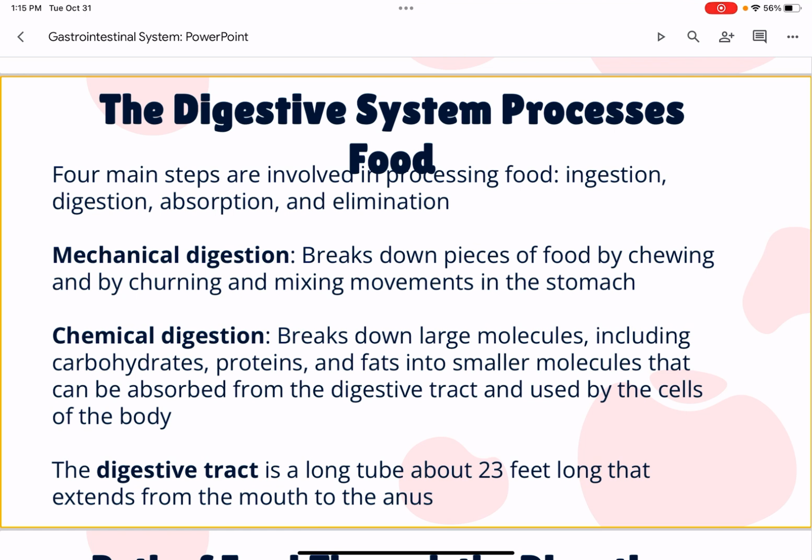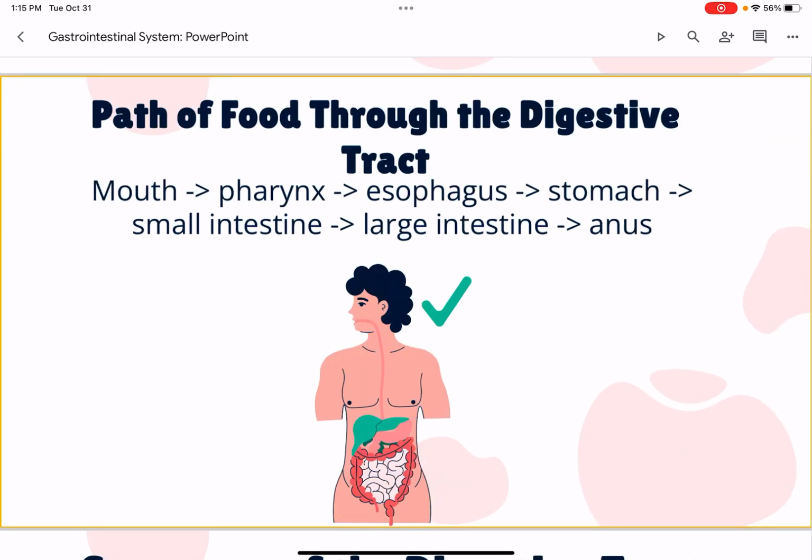The digestive tract is also known as the gastrointestinal tract. The pathway of food through the digestive tract is mouth to pharynx, to esophagus, to stomach, to small intestine, to the large intestine, to the anus.